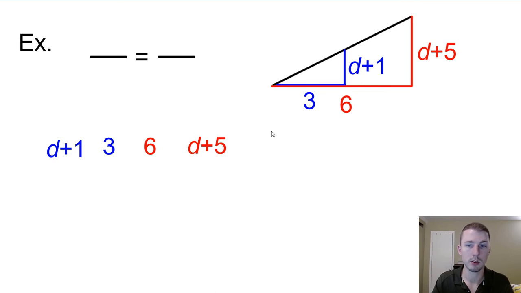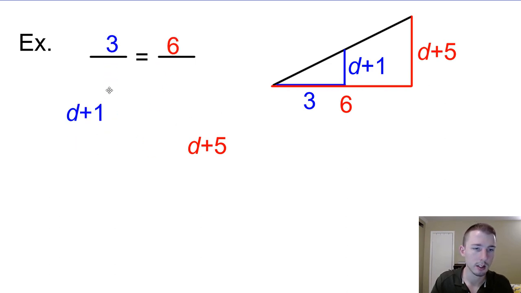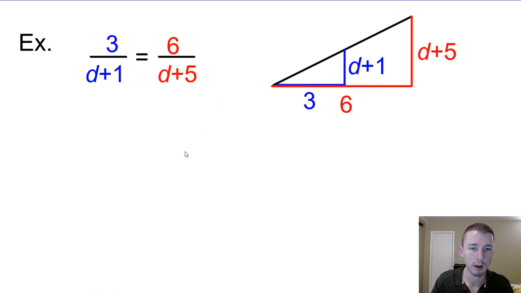All right, so let's do another example. Here we have two similar triangles, and we'll learn how to prove those. Just roll with me on this one. So 3 goes to the longer one of 6, just as d plus 1 goes to d plus 5. We also could set it up like this.